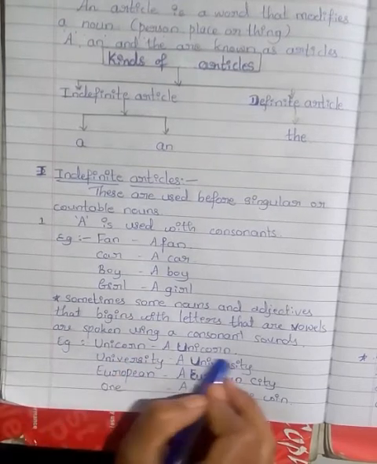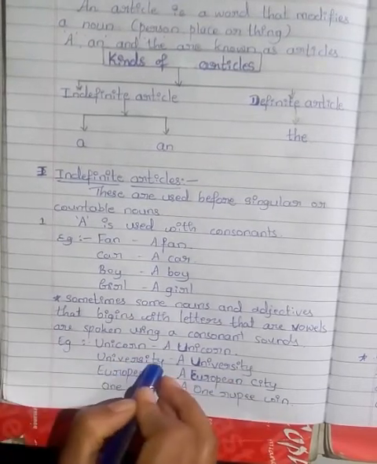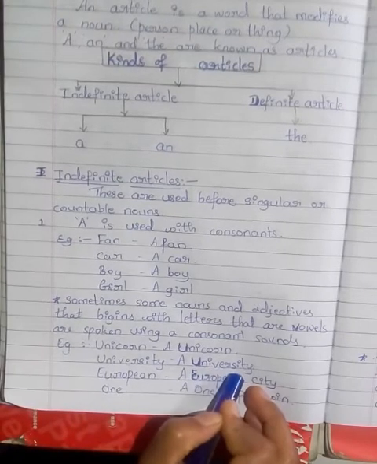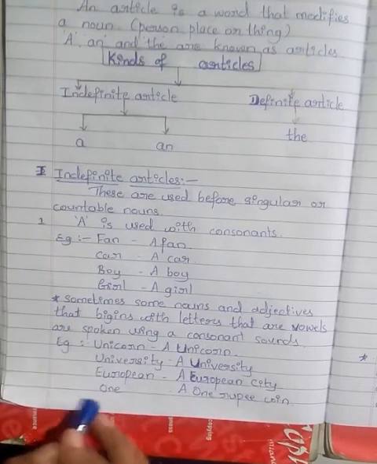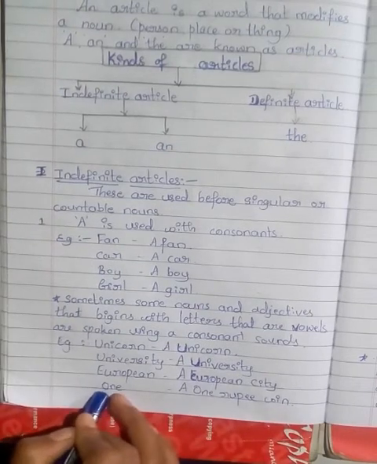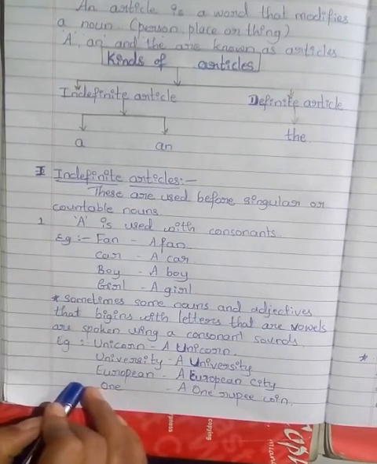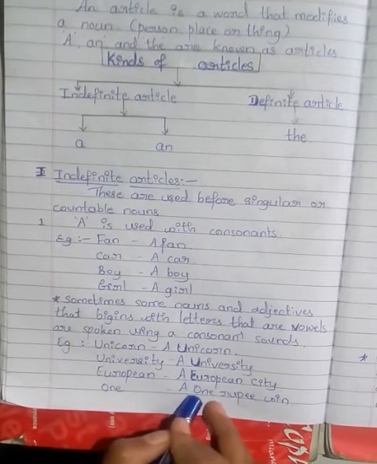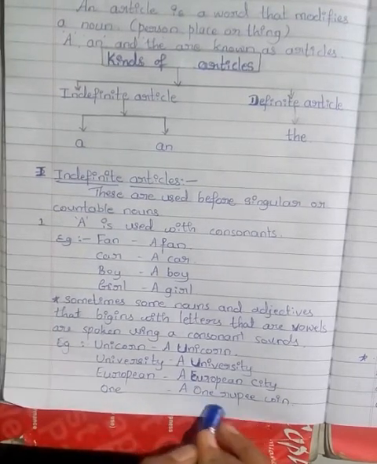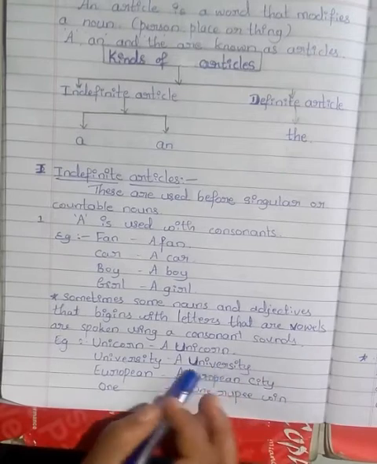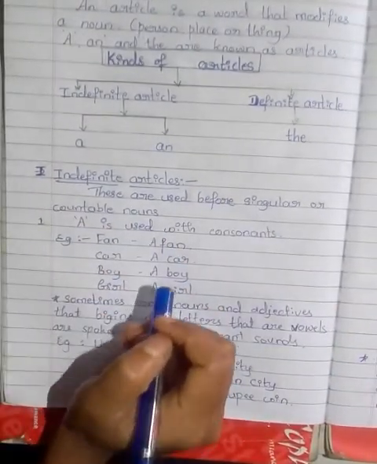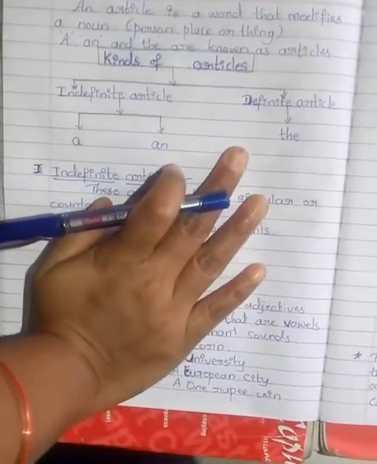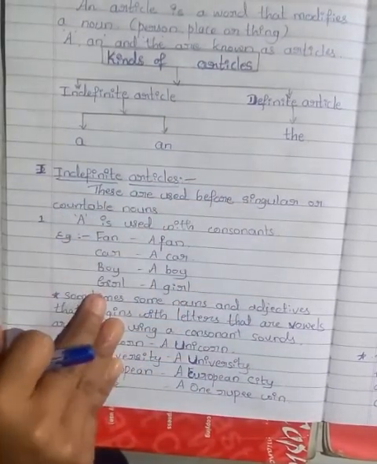Understood? A unicorn. University. A university. European. A European city. One. This sounds like V. So V is a consonant. So, a one rupee coin. Understood students? So this is about the use of A. Now let's learn about the second indefinite article, an.